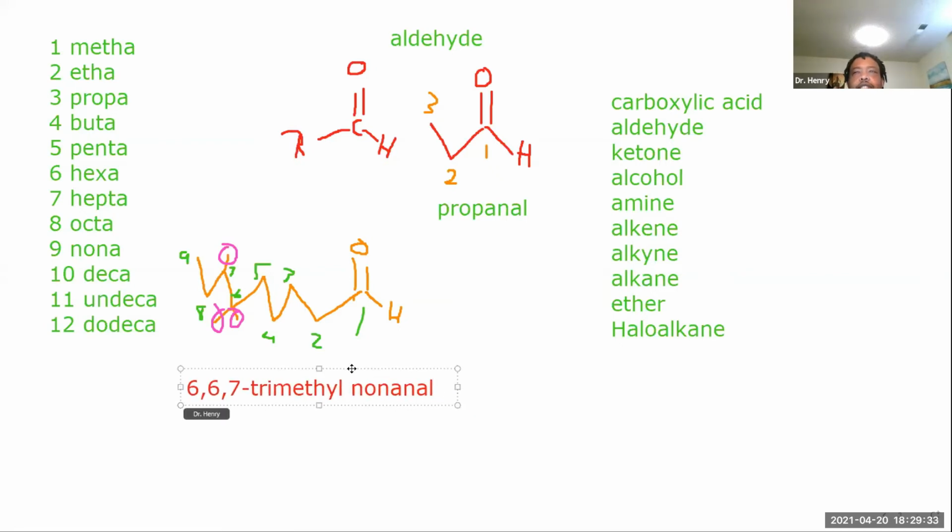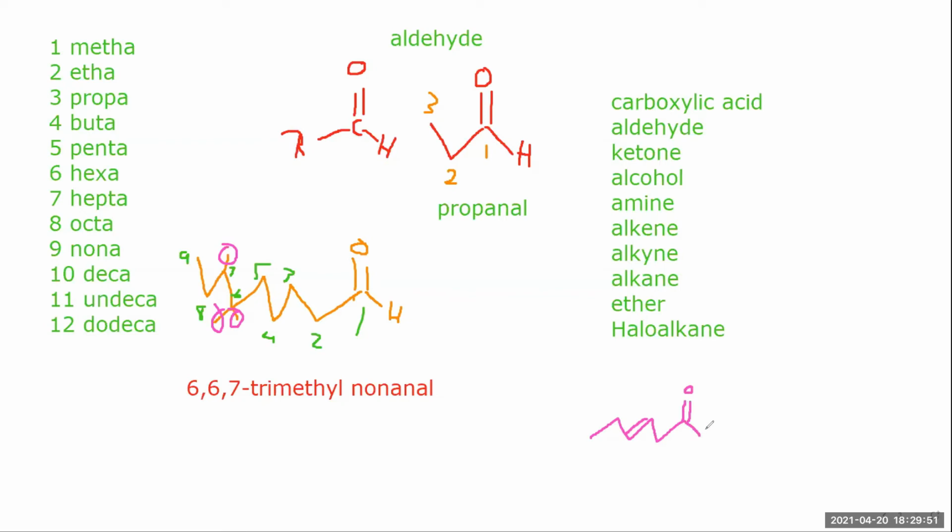Okay. Questions, concerns? So if I throw a double bond in there, what would that guy be called? Let's see. 1, 2, 3, 4, 5, 6. Hexanol. Yeah. Okay, hexanal.